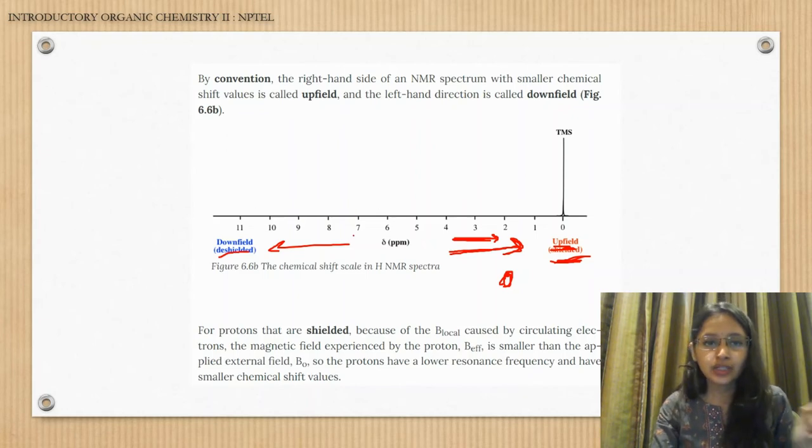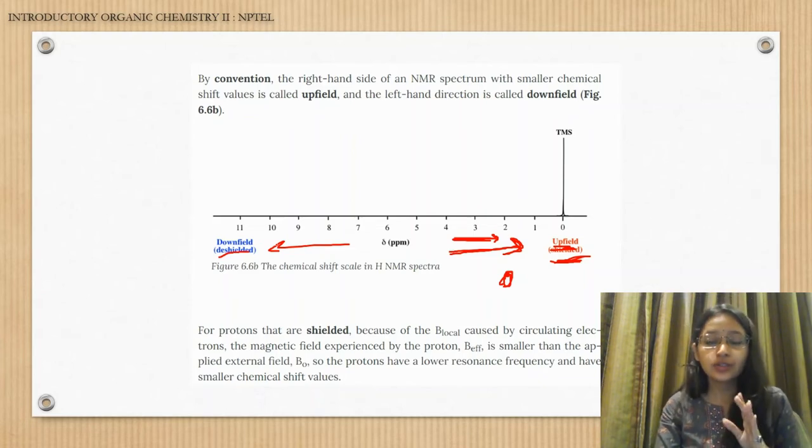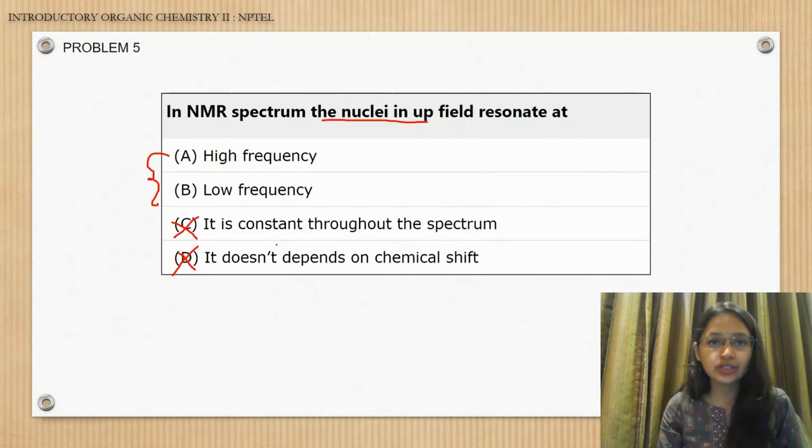If the nuclei is resonating in the de-shielded region, it is having a high resonance frequency. So you guys have to just keep this in mind, the relation between the resonance frequency and the chemical shift. So you have to recall it so that you remember it for further.